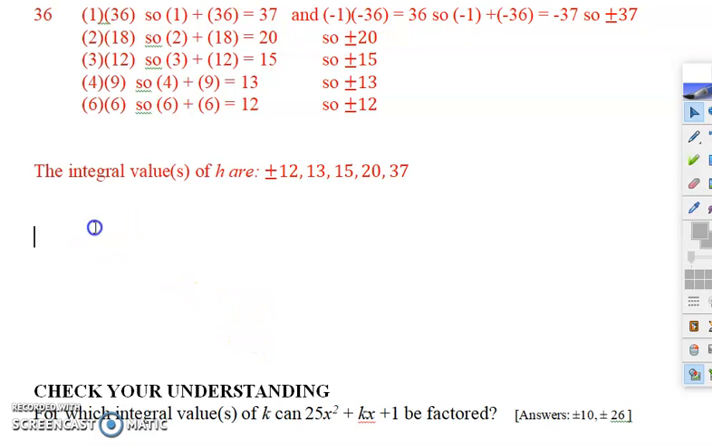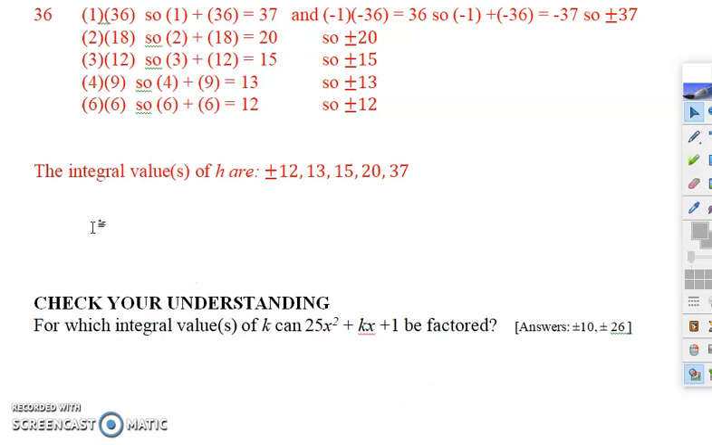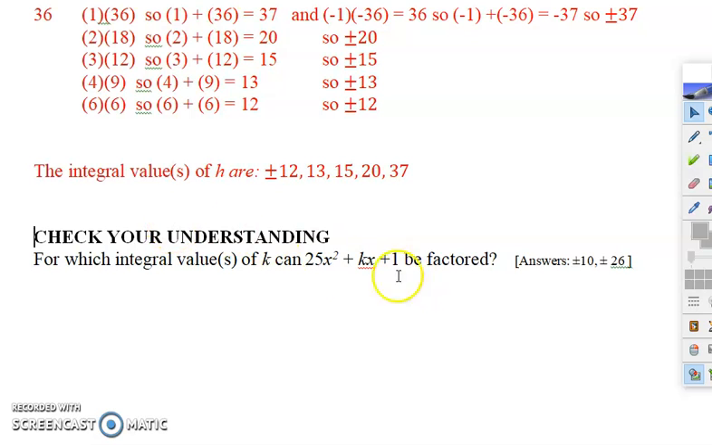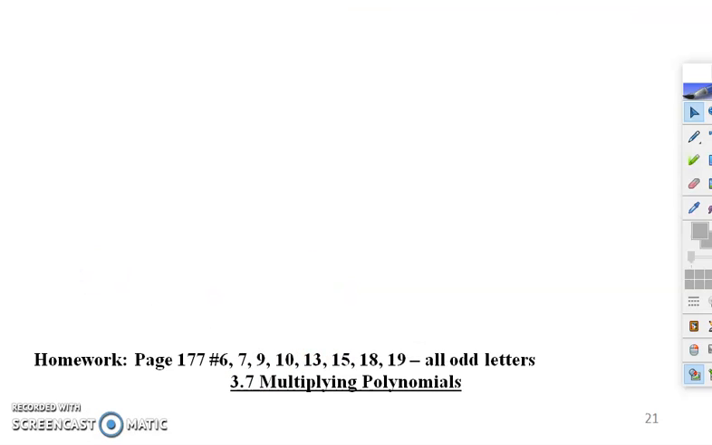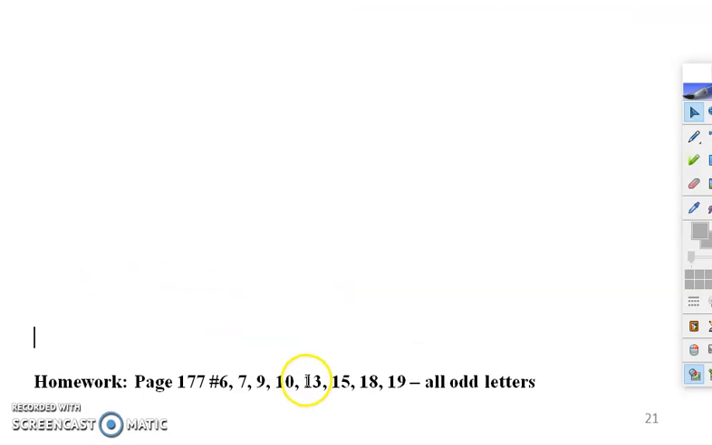And there's a check your understanding question that will go with that. This one wasn't as many, but there's your answer. And then there's some homework questions that go along on page 177. I'm going to be giving you more as well. It says all the odd letters. I recommend doing all of them. I know it says all odd letters, but I do them all unless you got this perfectly. Practice will help with these.